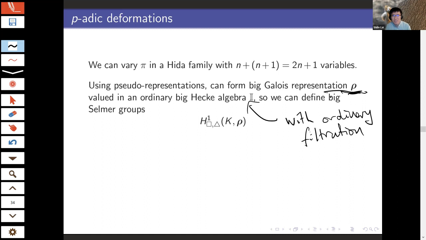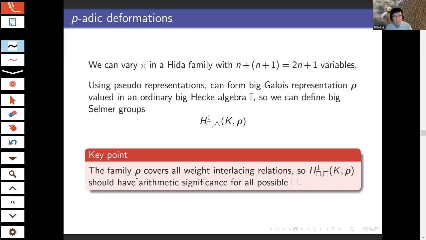So the previous prescriptions can be used to define those big Selmer groups. And the key point is that this family varies the weight. The weights can change. When you are p-adic, if you're working p-adically, you forget about the notion of the Archimedean ordering. So we are seeing all possible weight interlacing at the same time. So this Selmer group is significant for all possible weight interlacing. By varying a family, we are suddenly accessing all of the other Selmer groups.